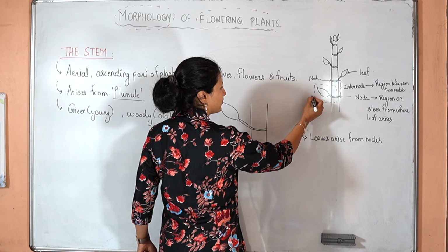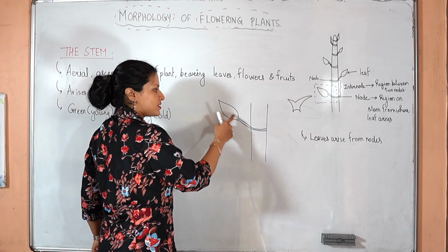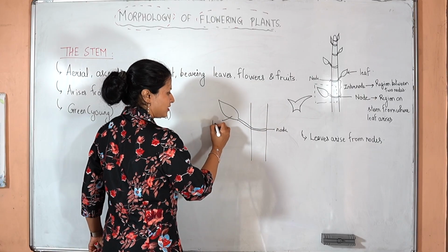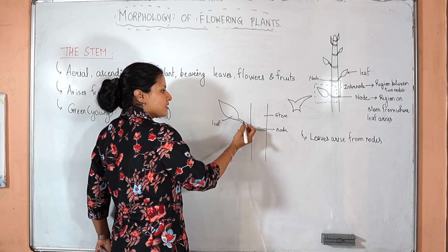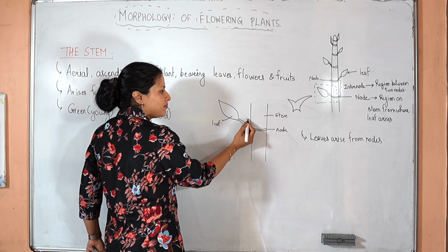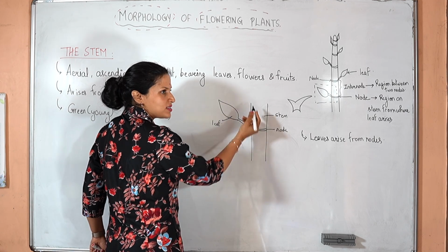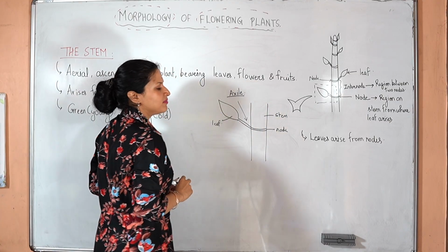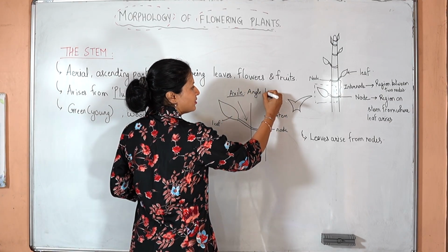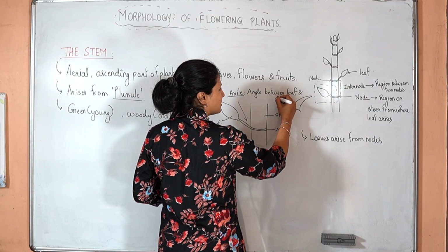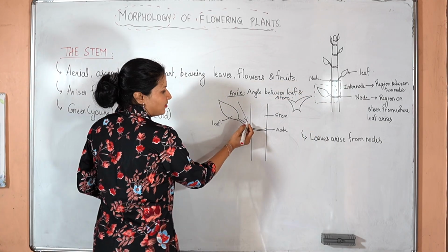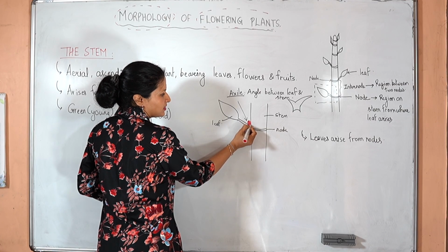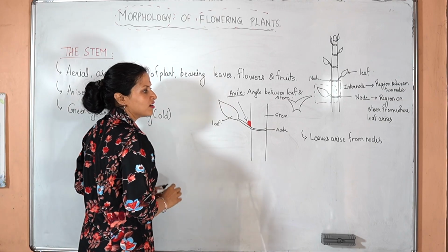Let us analyze this particular portion of the stem. Okay, this portion I've elaborated over here. So you see, this is a leaf and this is the stem. The leaf is arising from the node. This angle made by the leaf along with the stem is known as the axil. Axil can be defined as the angle between leaf and stem. In this axil, there is always a presence of this. What is this? This is the presence of a bud.